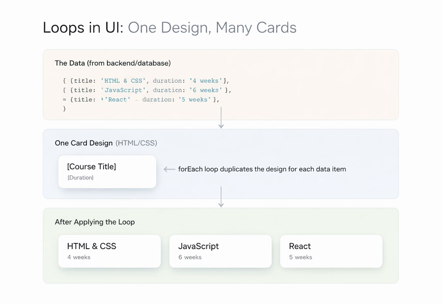And here's the beautiful part. If someone adds a new course to the database, the page automatically shows a new card without the developer changing a single line of code. The data drives the UI. This is the fundamental principle behind dynamic web applications.